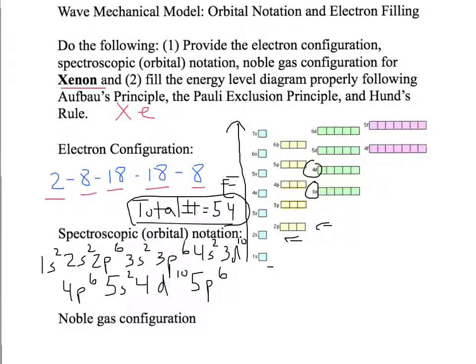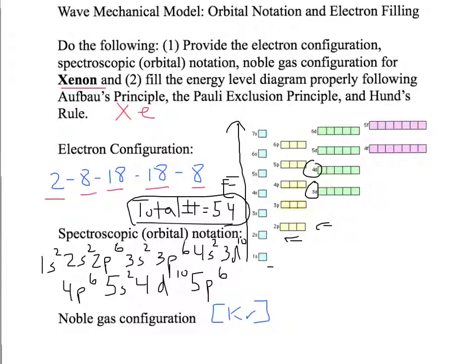Now, there's one more notation that we can use called the noble gas configuration, and we just look on the periodic table for the noble gas on the second highest energy level here, which is the fourth energy level. That's going to be krypton. So we go ahead and we write Kr in a box.